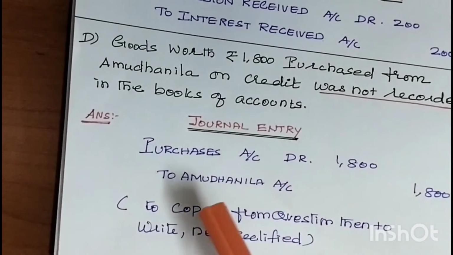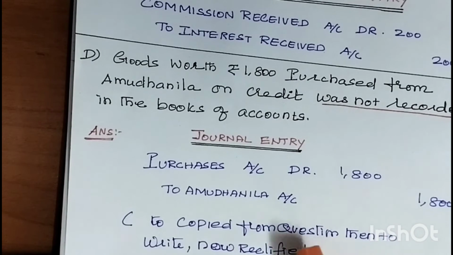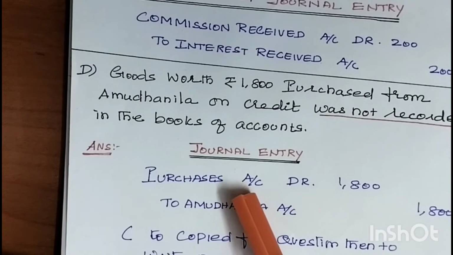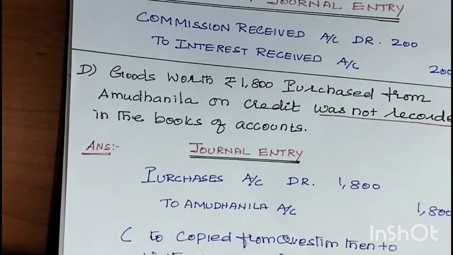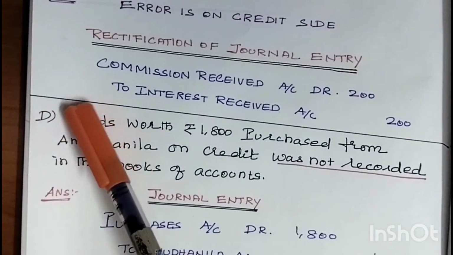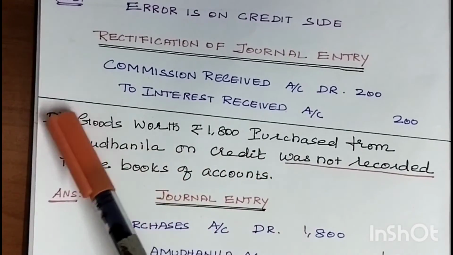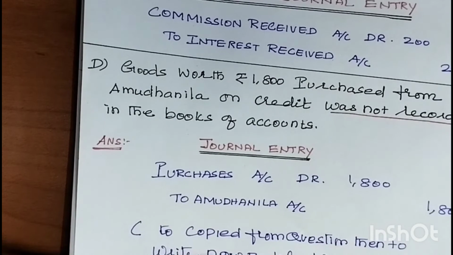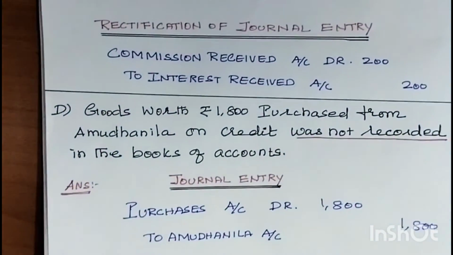Now listen carefully. You must write the narration. After completing each and every journal entry, you should write the narration. If you don't know how to write the narration, just copy it all from the given transaction, from the given question, into brackets. Finally, you add the words now rectified. Okay, let's see the next transaction.